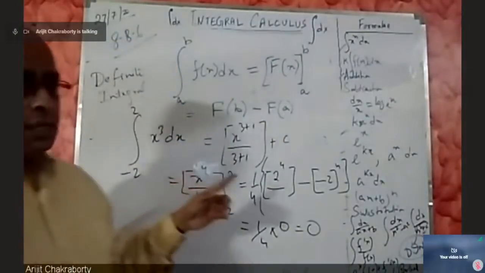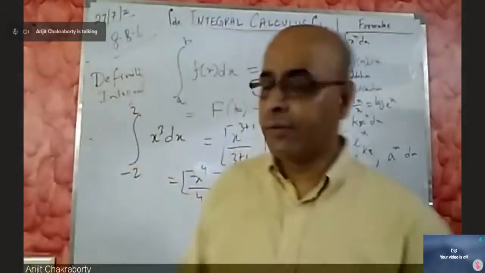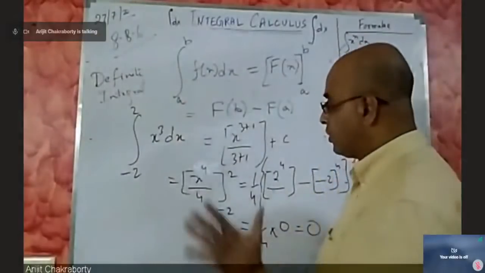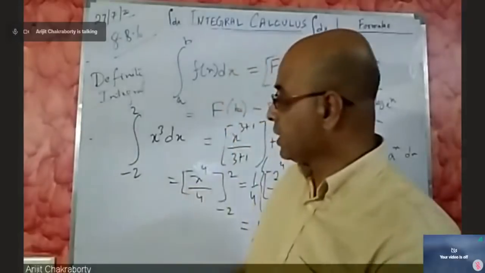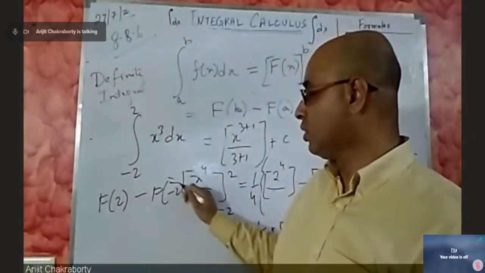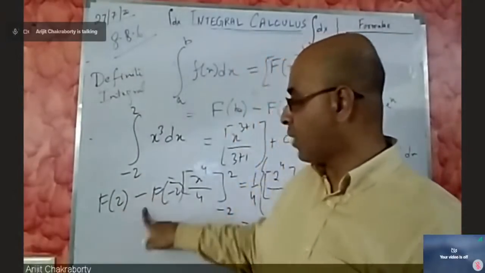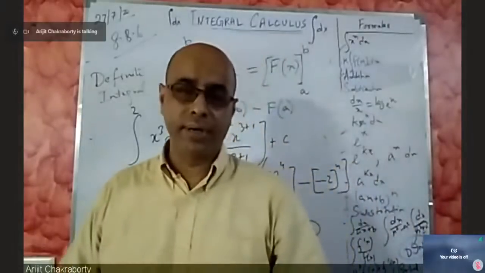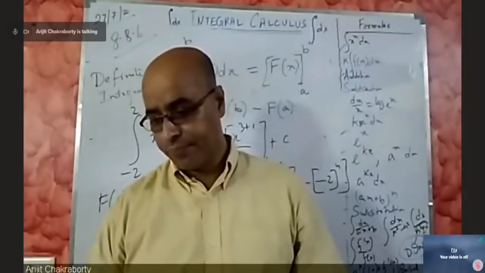So we first find out the solution to the integration, and then we put the value of the lower limit and the upper limit, and what we get is f of 2 minus f of minus 2. That means the function keeping the upper limit minus the function keeping the lower limit. The difference gives you the quantum of the definite integral.